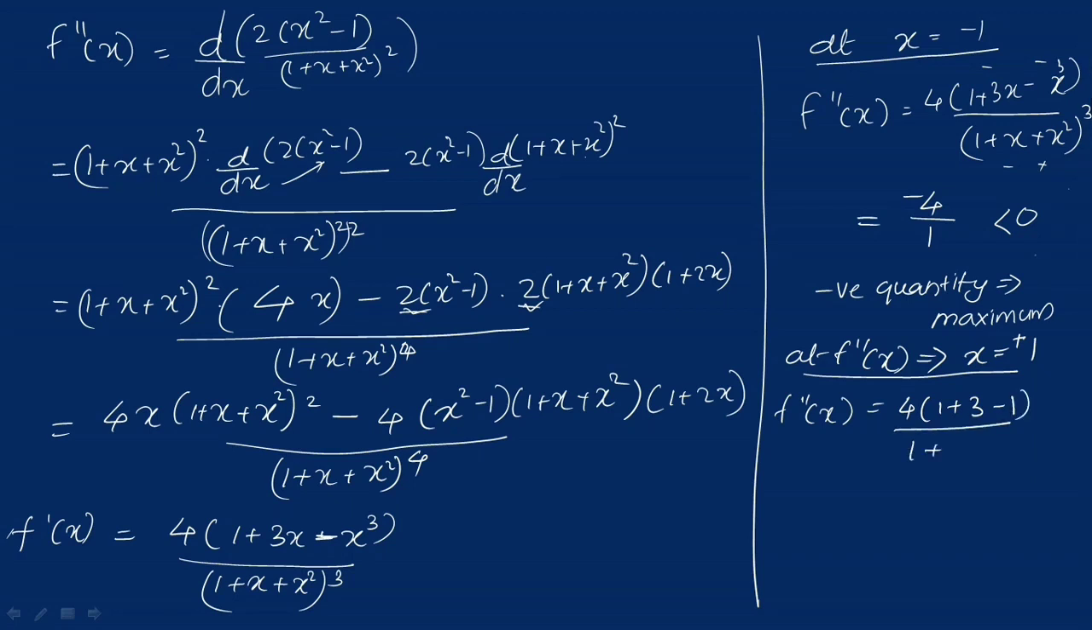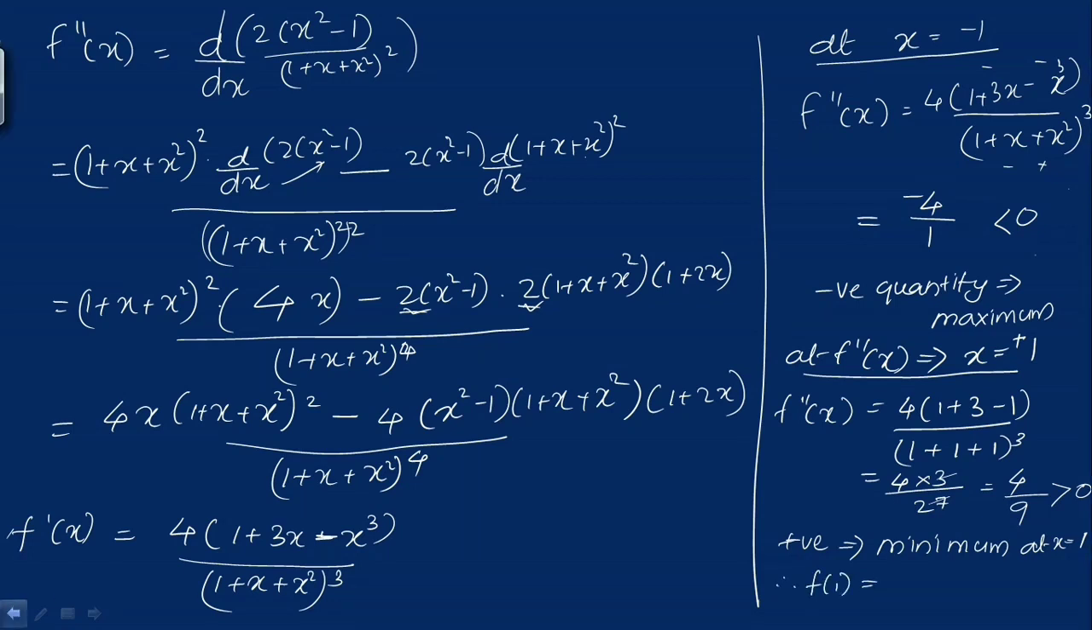Similarly, f double dash of x at x equal to plus 1, we have 4 into 1 plus 3 minus 1 divided by 1 plus 1 whole cube, that is 4 into 3 by 27, or we will be getting the answer 4 by 9. That is a positive quantity which is greater than 0. So we have a minimum at x equal to 1. So we have got the minimum value at x equal to 1.